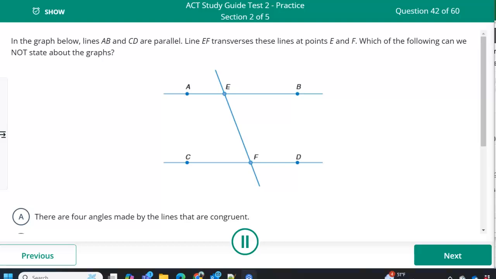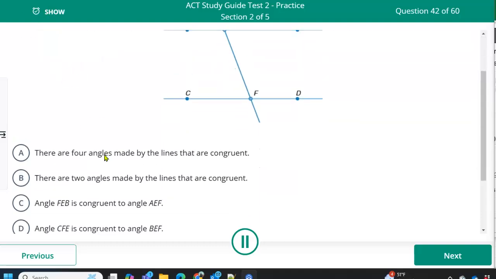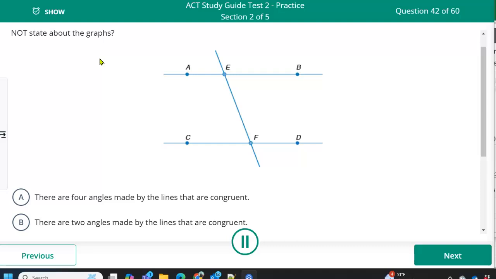In the graph below, lines AB and CD are parallel. Line EF transverses these lines at points E and F. Which of the following can we not state about the graphs? Not. There are four angles made by the lines that are congruent. Well, I mean, there would actually be more than 4, wouldn't there, that are congruent? Do they mean exactly 4? Because all of the vertical angles are congruent.